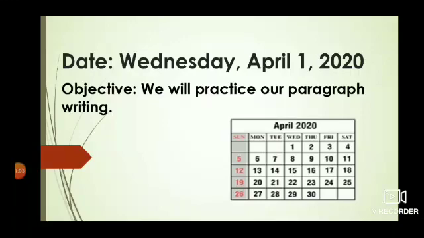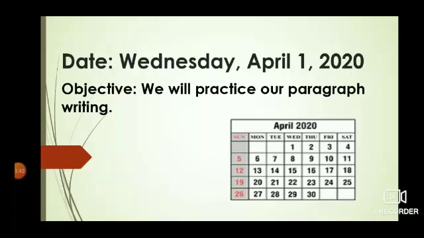Remember, yesterday we said it was the 31st of March, and we said it was the last day of March. So today is the first day of April, and we say first, just like how when we do our sequencing, we say first, second, third, fourth. That's how we read the date. We say April 1st, 2020.